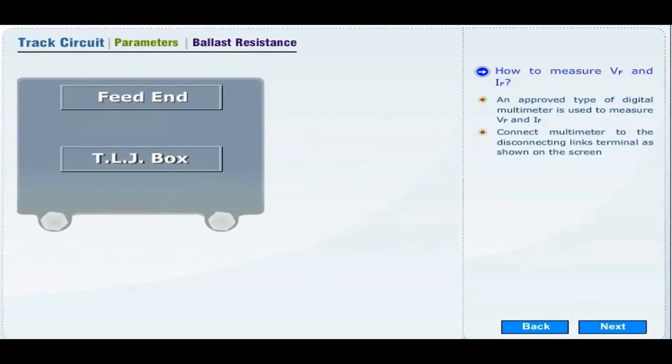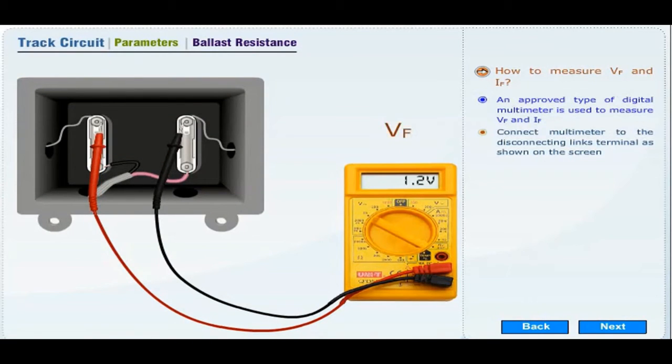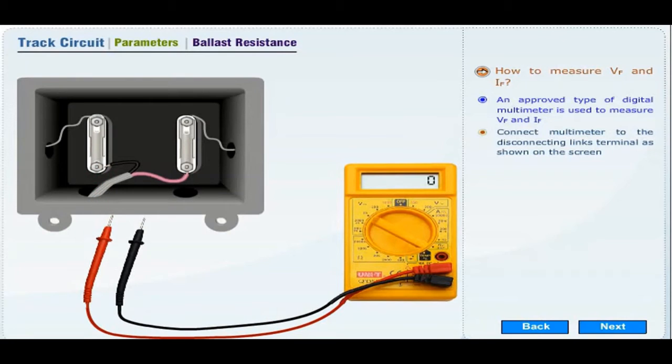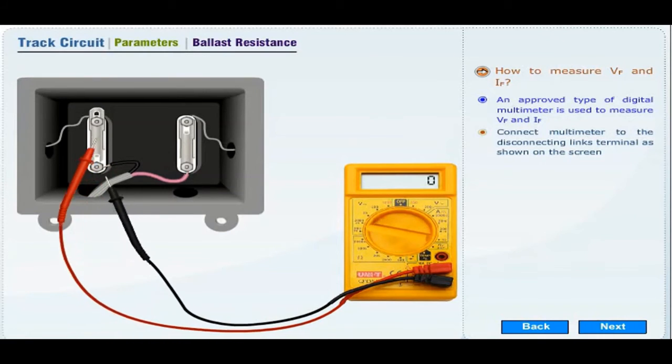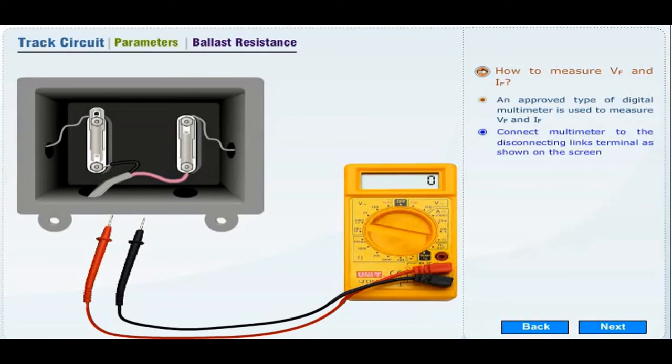How to measure VF and IF? An approved type of digital multimeter is used to measure VF and IF. Connect multimeter to the disconnecting links terminal as shown on the screen.